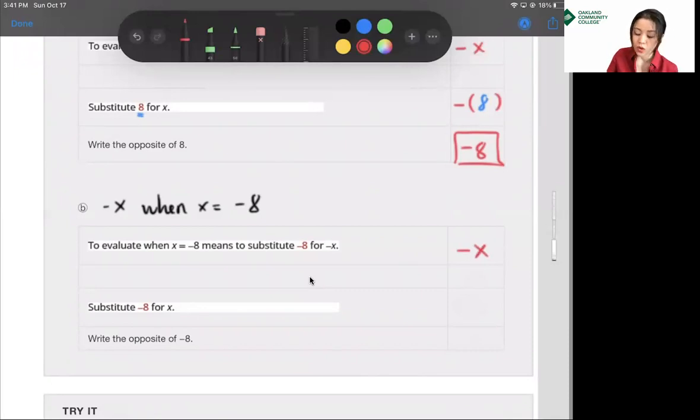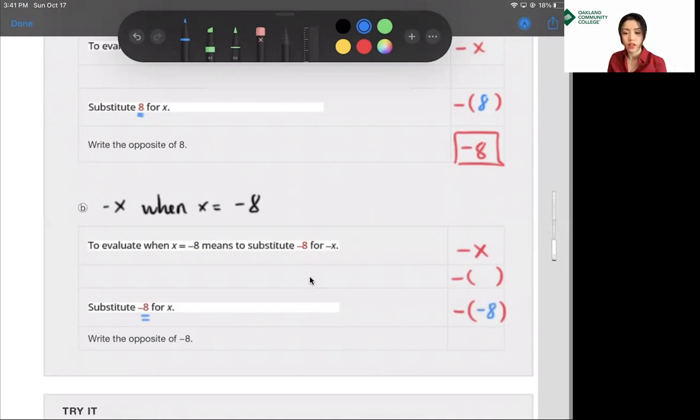I want to substitute x equals -8. So again, whenever I see an x, I'm just going to replace it with a parenthesis. And now I'm going to substitute -8 for that parenthesis, the x there. So I have negative, parenthesis, -8.